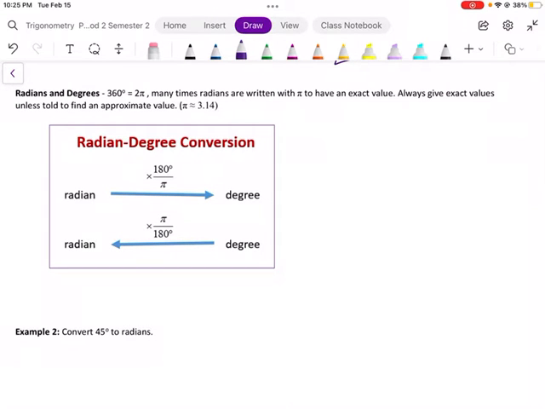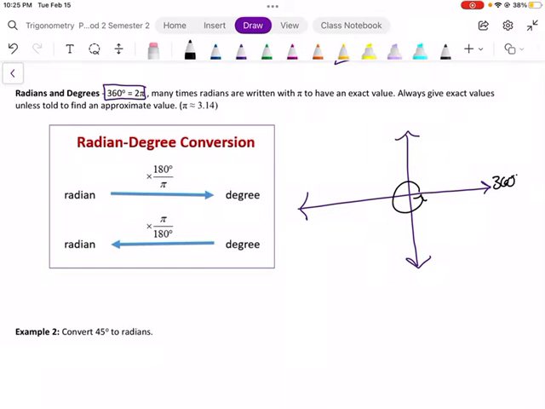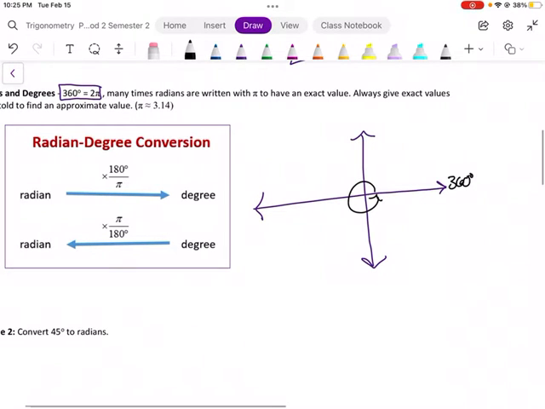Another thing that we're going to be going over today is radians and degrees. All the way around a circle is 360 degrees, which is also equal to 2 pi. If you want to draw that on a diagram, you can add it to your notes. Going all the way around is 360 degrees, and that's equal to 2 pi. Going halfway is 180 degrees, and that would be equal to just 1 pi.